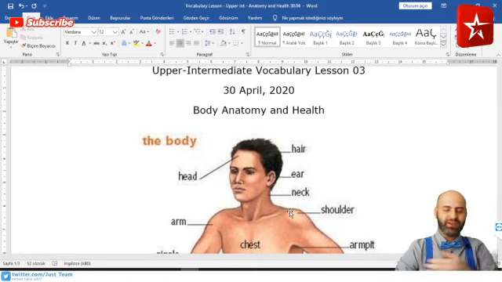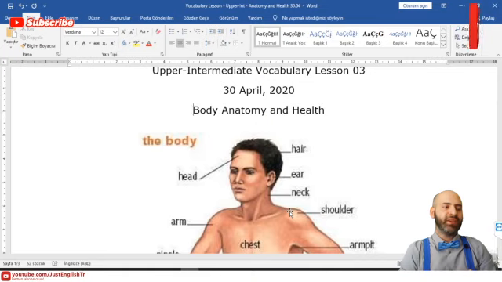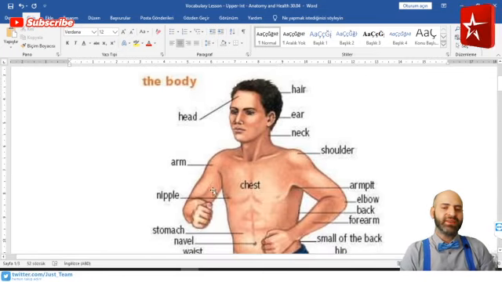Now, there are several parts of the hand and they have different names. For example, the first one is arm. We call arm the top part of the hand. Under the arm, we have got armpits. You can see over here. So, this place between our body and hand is called armpit.